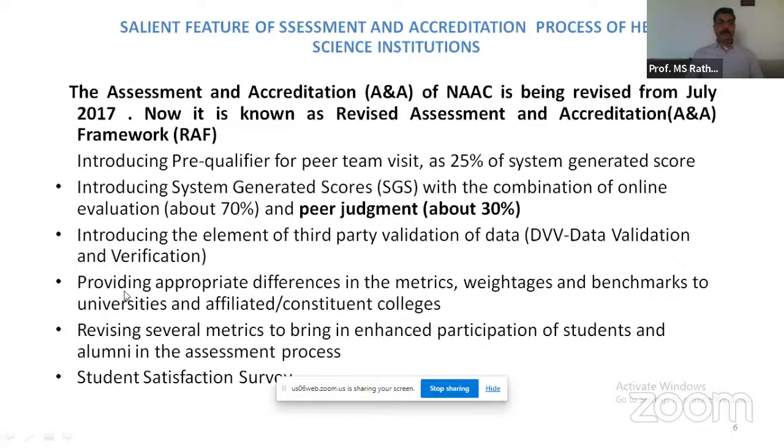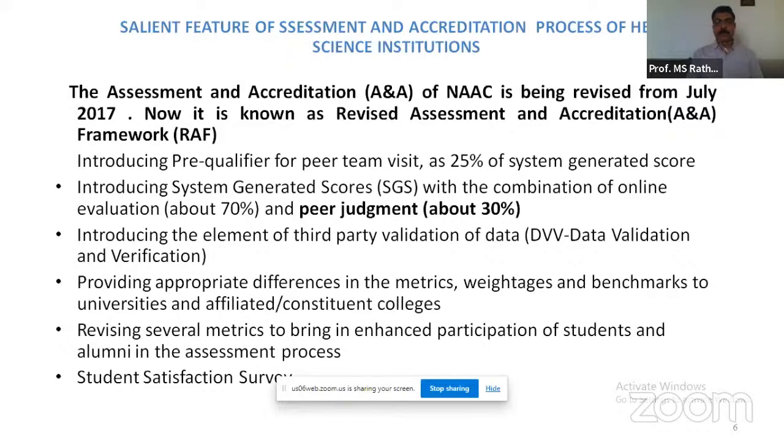Then it is intended to provide appropriate differences in the metrics, weightage, and benchmarks to the universities and affiliated, constituent colleges. So there are different types of higher education institutes existing in India. Some of them are universities, some are autonomous colleges, some are colleges affiliated to some university. So there is a difference. Let's take an example of curriculum designing.